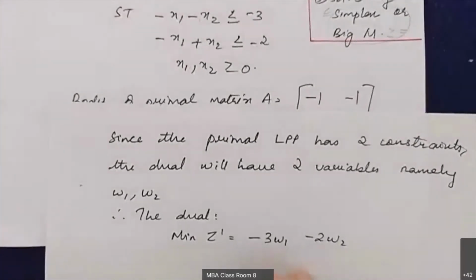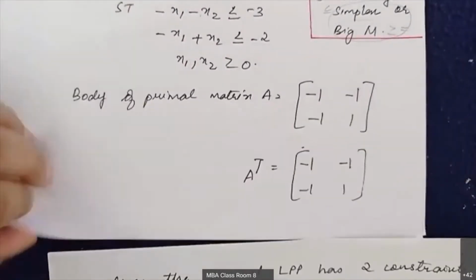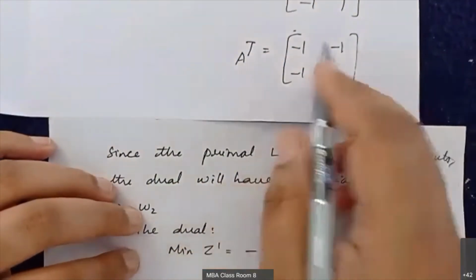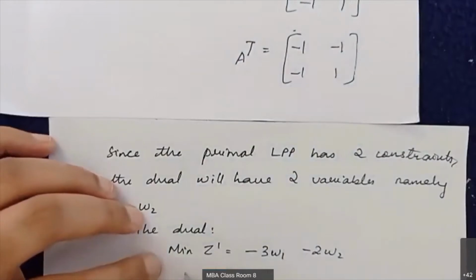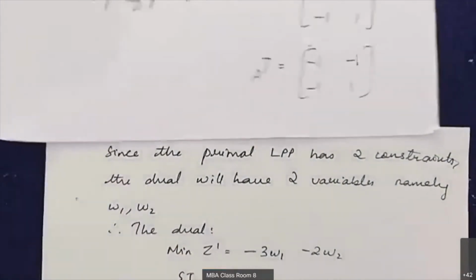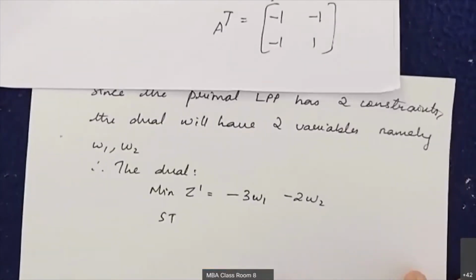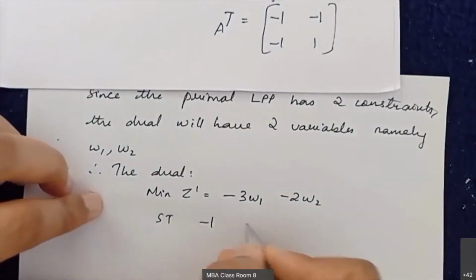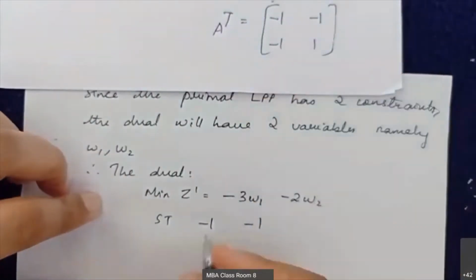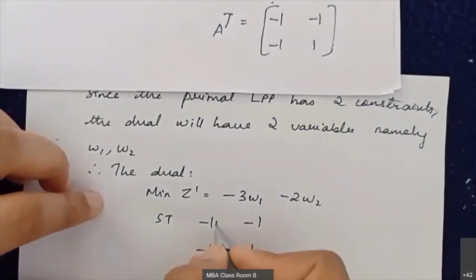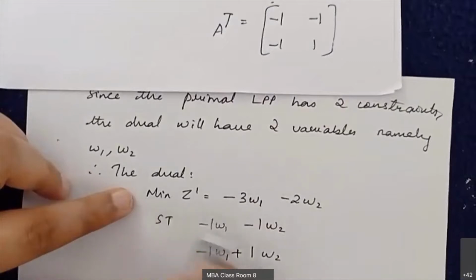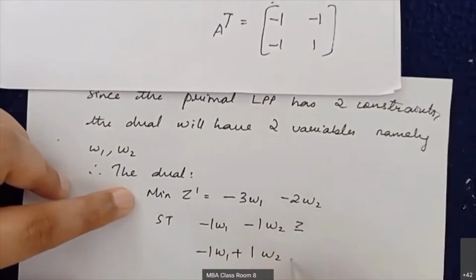Next, we have to write the body of the matrix. Okay, for writing the body of the matrix, we already have the transpose matrix. So here I will write subject to. Here I have -1, -1, -1, again -1 and 1. Here I will take W1. This one will be W2. Now this is our minimization LPP. So our symbol will be greater than or equal to.